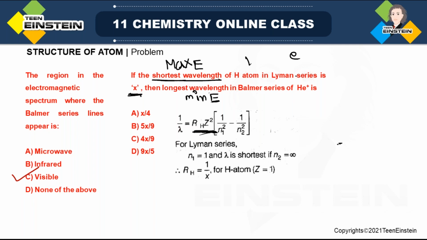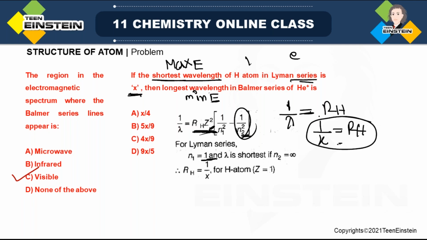So first, for Lyman series, as we have to find maximum energy, n2 is infinity, n1 is simply 1. So if you put infinity, this part will be 0. Z is 1. So ultimately what you will get? You will get 1 by lambda equal to RH. Fine. That means 1 by lambda is 1 by x. So 1 by x is equal to RH.